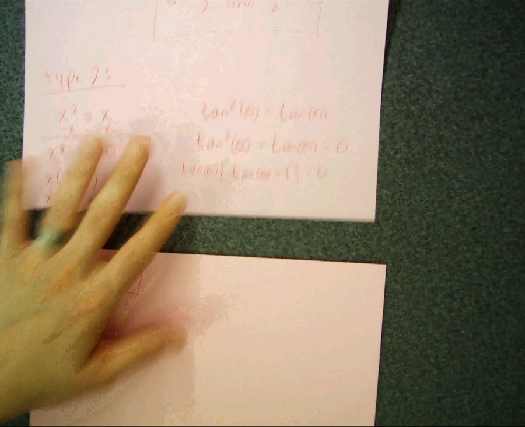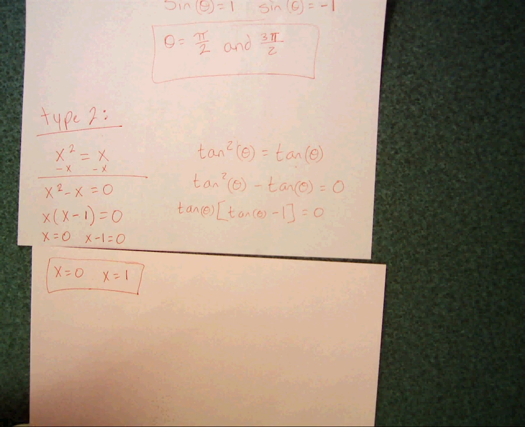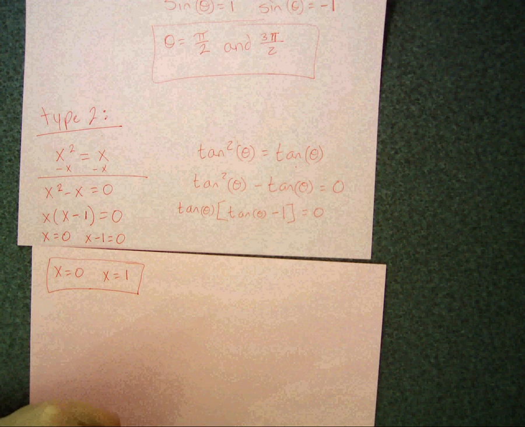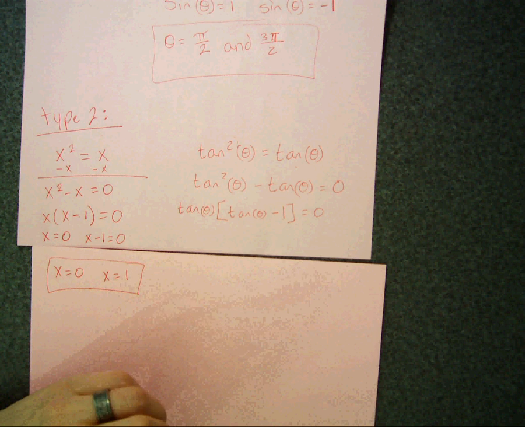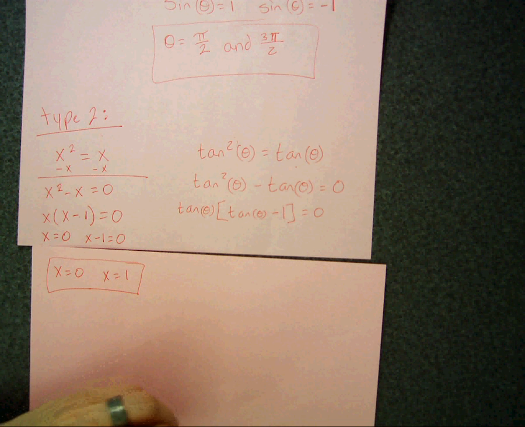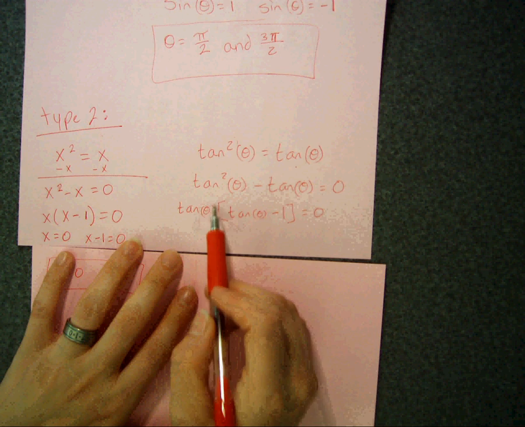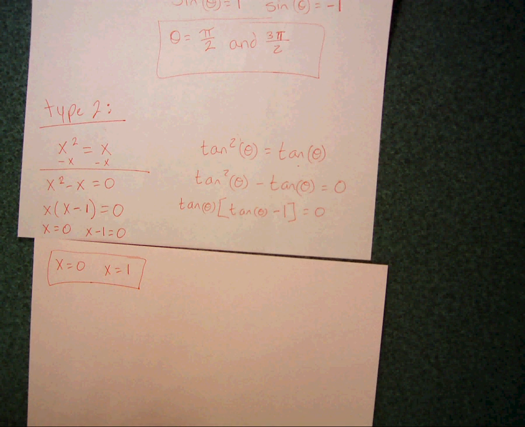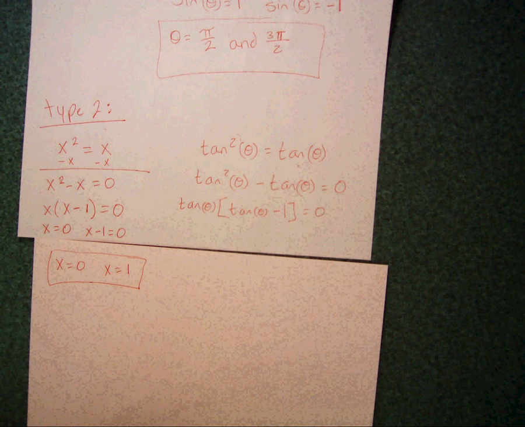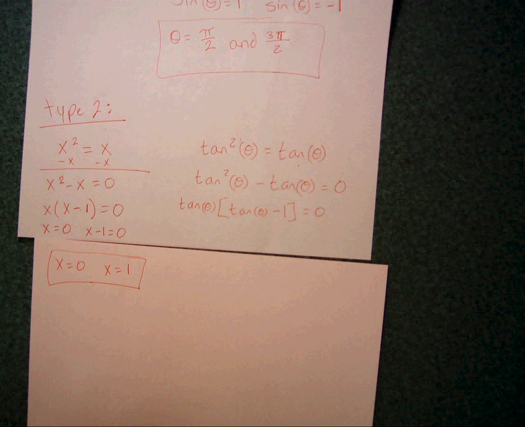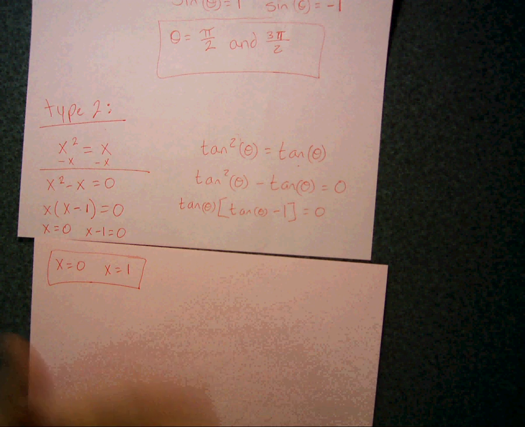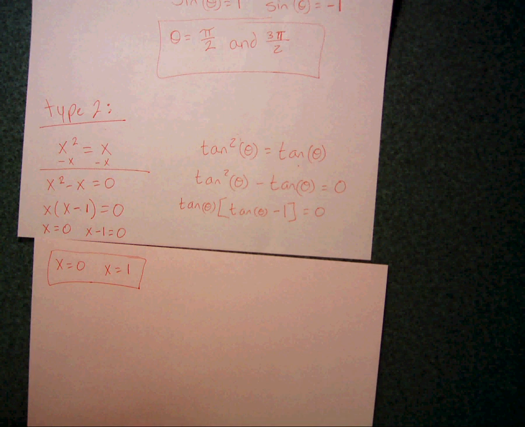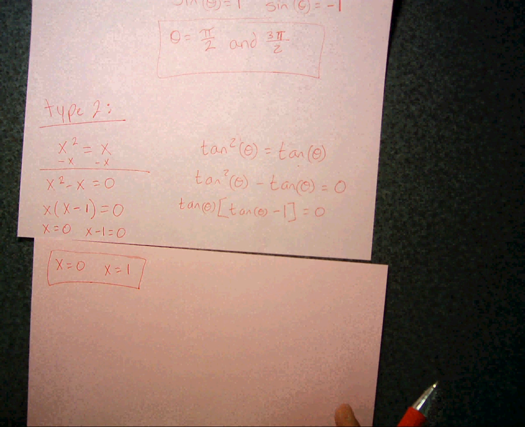Factor out what they have in common, so I'll pull tangent out. That leaves me with tangent minus 1 equals to 0. And now, I'll pause there. Is there questions about that? It just makes it look neater since I have other stuff that already has parentheses.